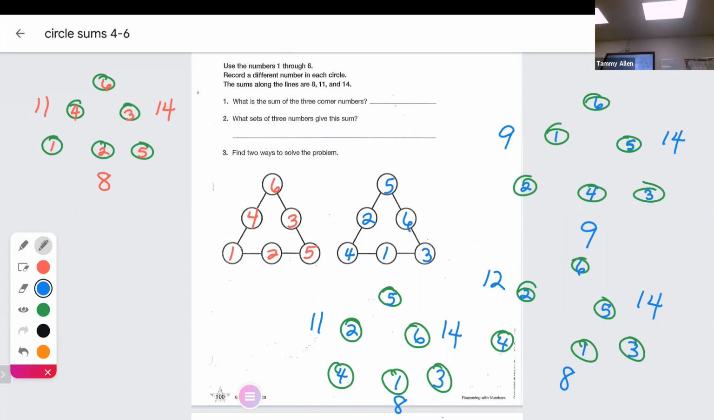Okay, now we have to answer these questions. What's the sum of the 3 corner numbers and what are the sets of the numbers that give this sum? Well, the sets of the numbers are 6, 1, and 5 there. And 5, 4, and 3 here. What's the sum over here? 12. What's the sum here? 12.